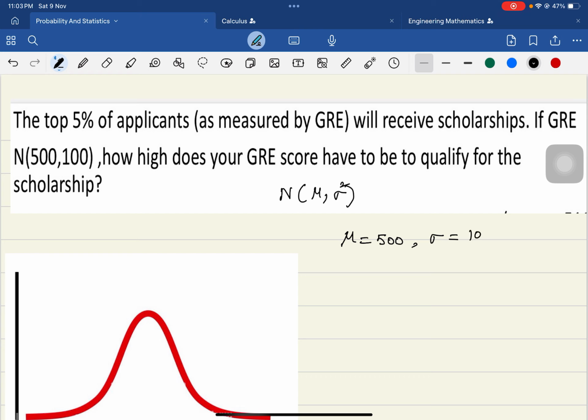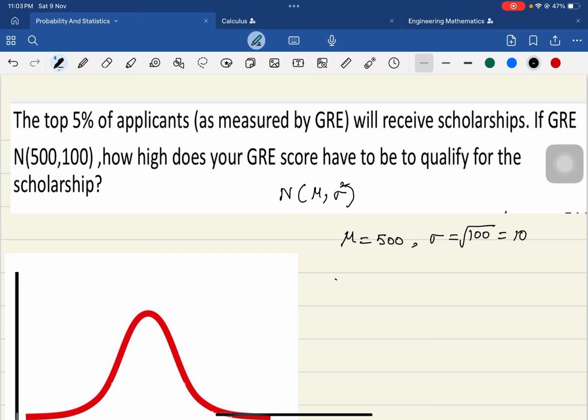It is square root of 100, which is equal to 10. Now, to qualify for the scholarship, the top 5% of the applicants are given. Now what does the top 5% mean? First of all, z is equal to x minus mu by sigma, correct?